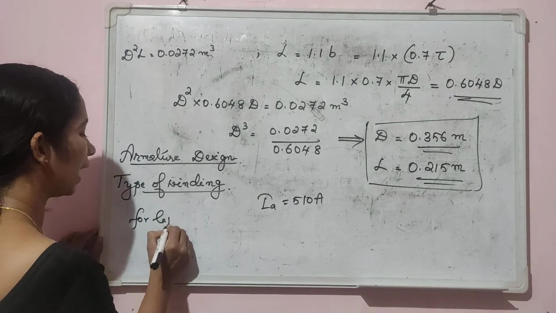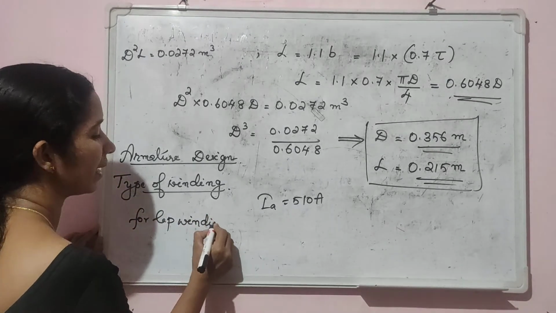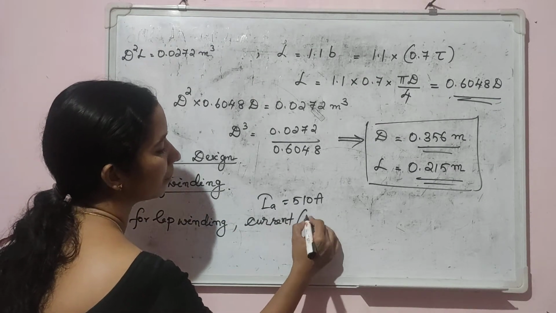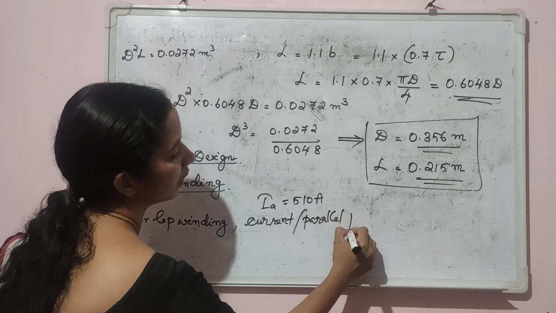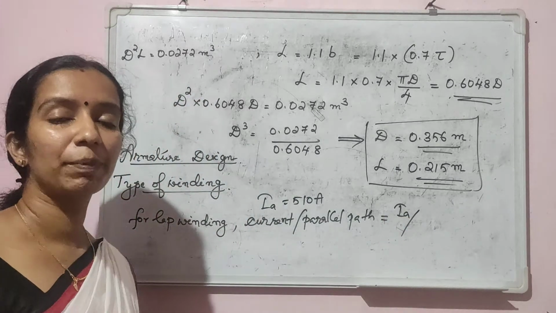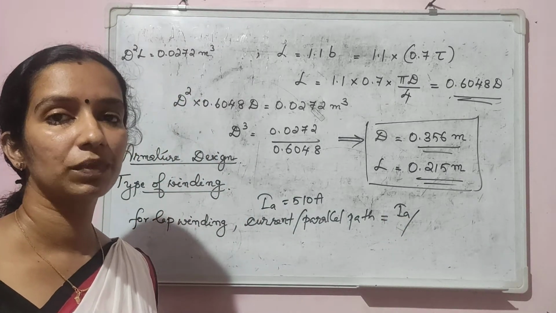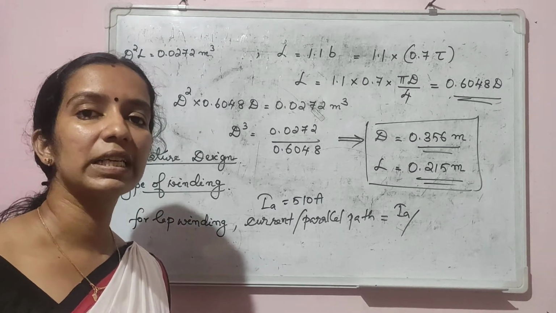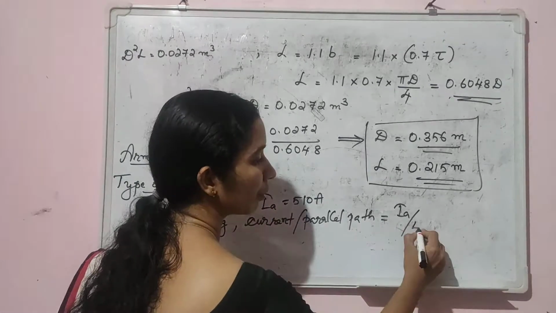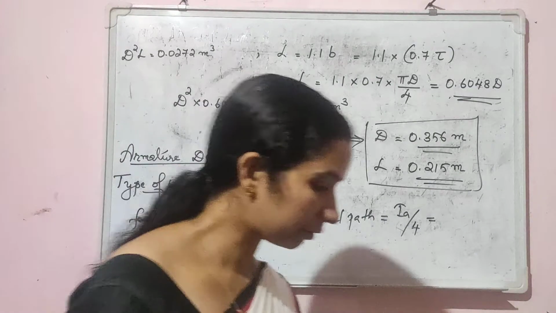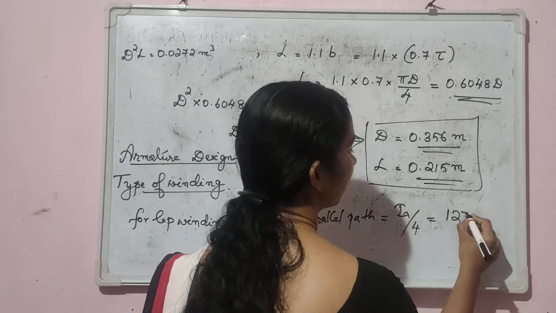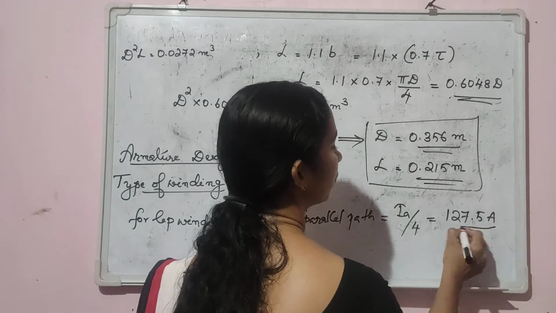So if we are choosing a lap winding, the current per parallel path is equal to Ia divided by the number of parallel paths. We know that for lap winding, the number of parallel paths is equal to the number of poles. Here there are 4 poles. So current per parallel path will be equal to Ia divided by 4, which is 127.5 ampere.